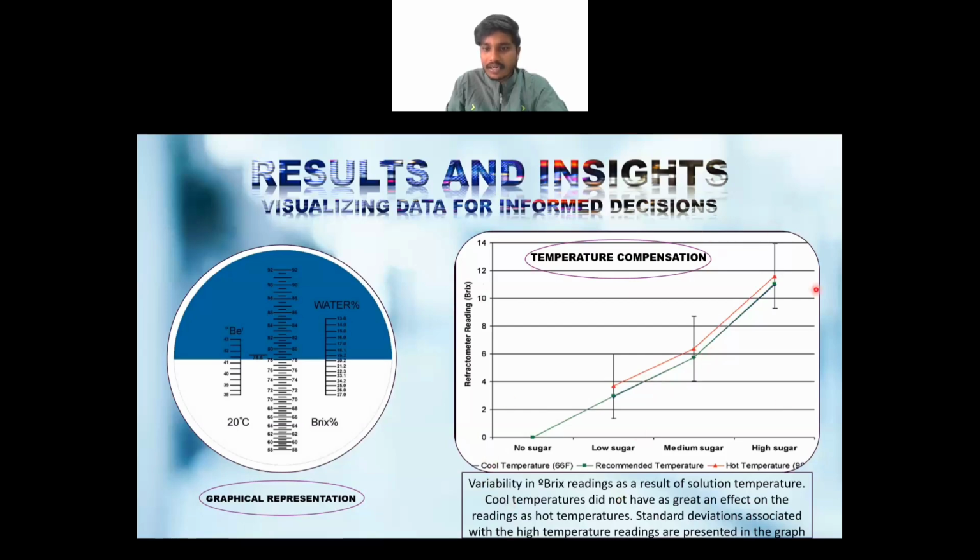As we see from the graph, variability in Brix reading as a result of solution temperature. Cool temperatures did not have as great an effect on the readings as hot temperatures. Standard deviations are associated with the high temperature readings, as presented in the graph.